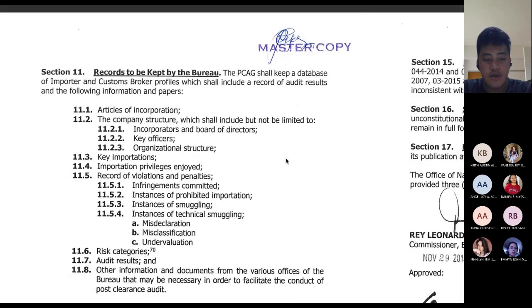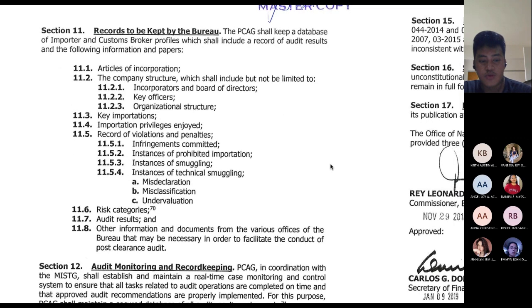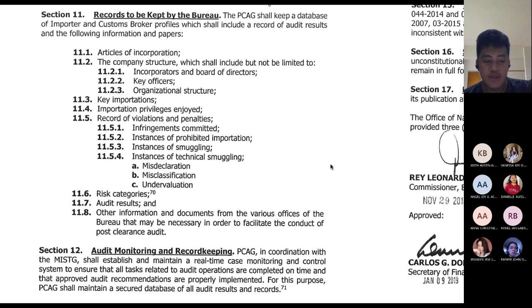Section 11. Records to be kept by the Bureau. The PCAG shall keep a database of importer and customs broker profiles which shall include a record of audit results and the following information and papers. 11.1 Articles of Incorporation. 11.2 The company structure which shall include but not be limited to 11.2.1 Incorporators and Board of Directors. 11.2.2 Key Officers. 11.2.3 Organizational Structure. 11.3 Key Importations. 11.4 Importation Privileges Enjoyed.